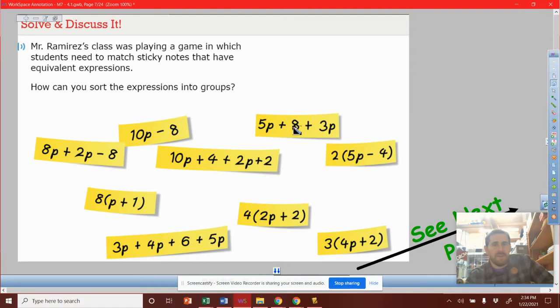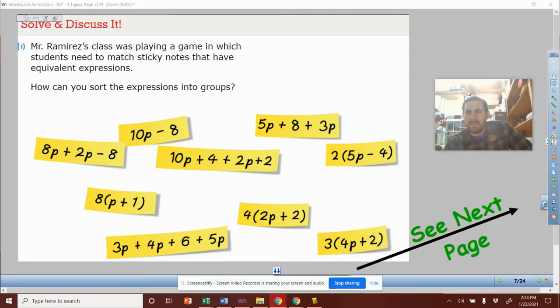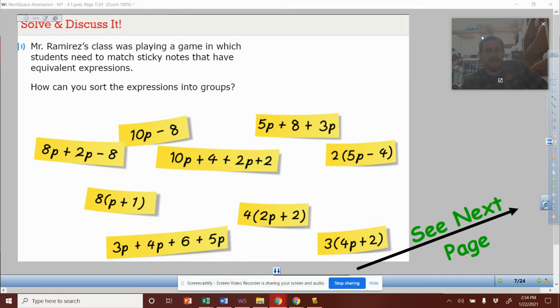The solve it is a little bit longer of a task, but I think it's relatively easy, but it just is recalling a lot of review. Mr. Ramirez's class was playing a game in which students need to match sticky notes that have equivalent expressions. How can we sort these?